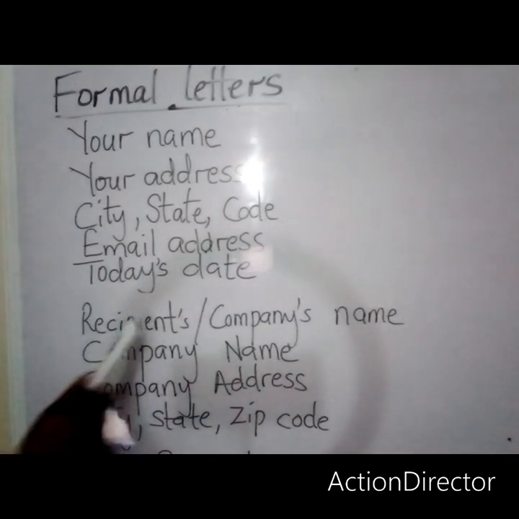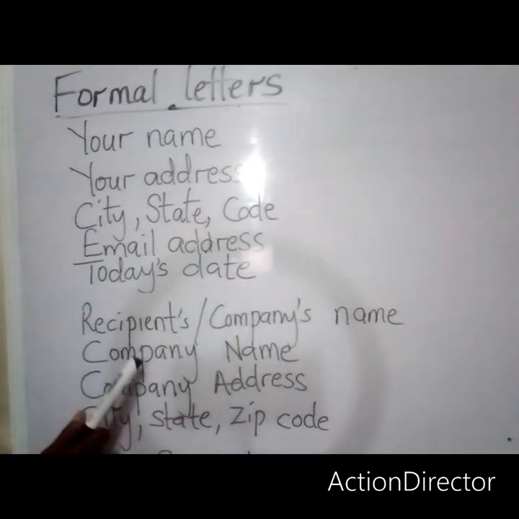Okay, so you have the recipient's or company's name, the next line, the company's address, then the city, the state, and the zip code or postal code for the company. If you are writing the city, it's not your city this time, it's the city where the company is. It may be the same city as the one you live in, it may not. It may be the same state as the one you live in, it may not be. So you write the city, the state, and the postal code of that company.